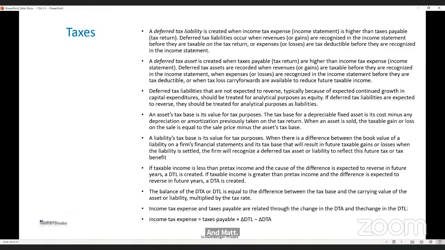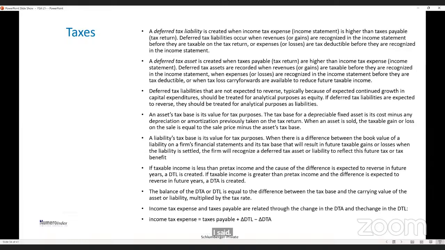Like I've explained, deferred tax liability is created when an income tax expense is higher than the tax paid per return. Deferred tax liabilities occur when the revenue arises, but just note the definition that I'm giving you, and look at the direction. If you are paying higher now, you'll be paying lower in future: deferred tax asset.